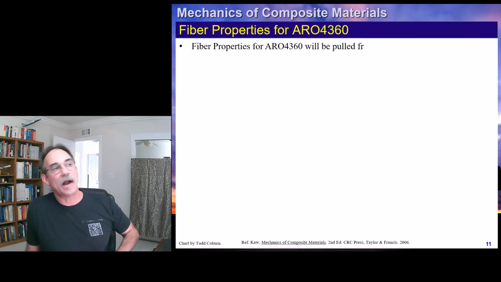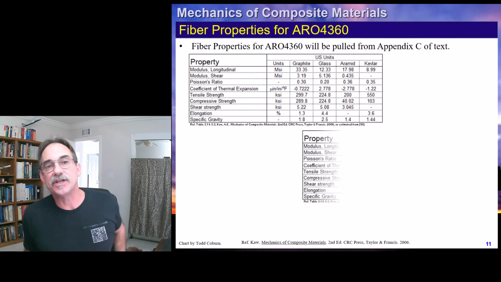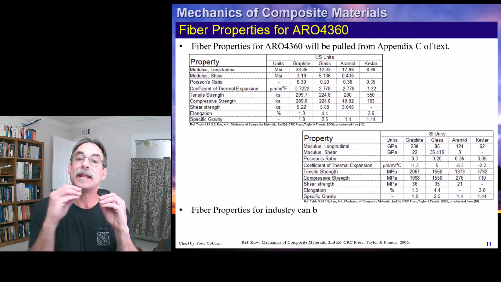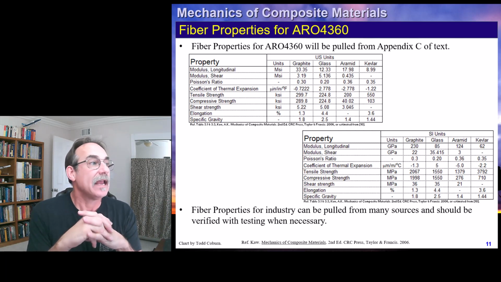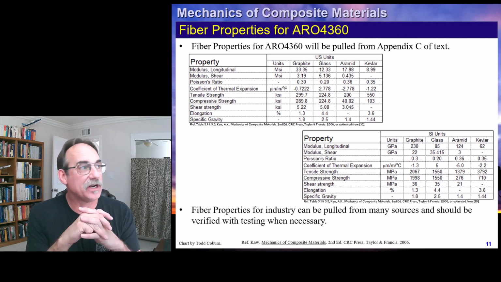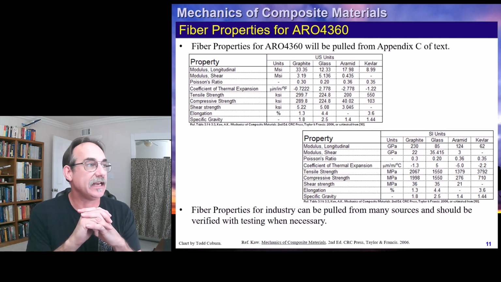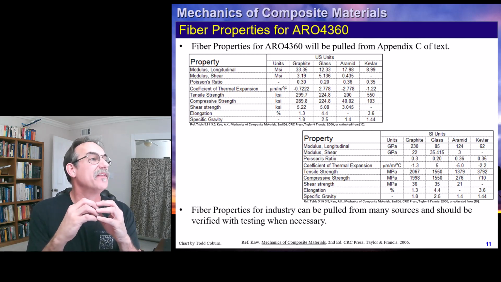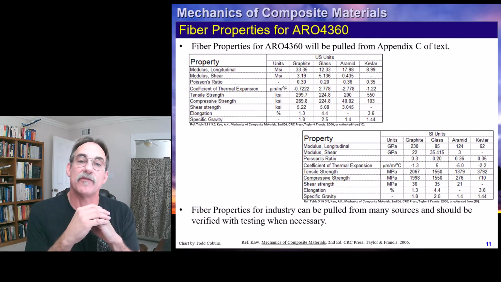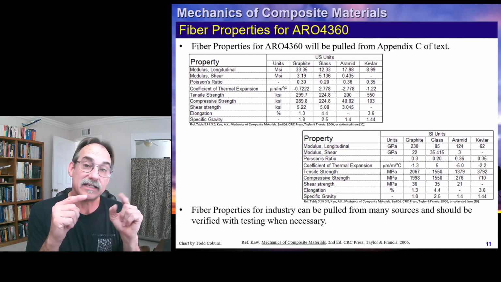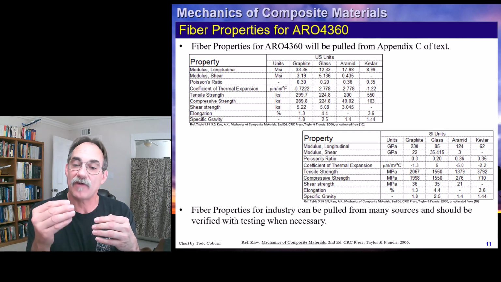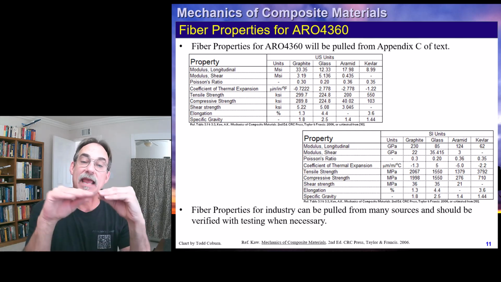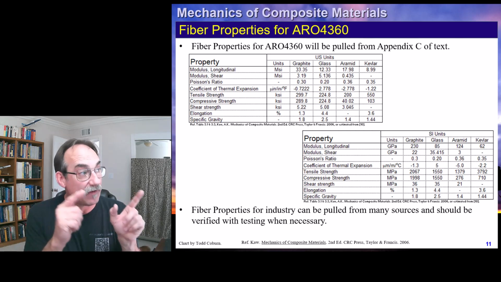Okay. Now, what properties are we going to be using? Well, the properties we're going to be using for our analysis, because we're going to be doing micromechanical and macromechanical analysis in this class, we're going to be pulling from Appendix C. So Appendix C has the properties for a fiber. When we get to the chapters and the sections on micromechanical analysis, when we're taking the constituents, the fiber and the matrix, and trying to predict the behavior of the lamina, that's where we're going to need fiber properties.